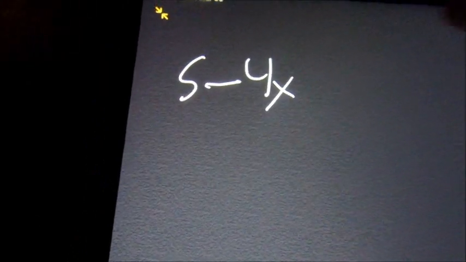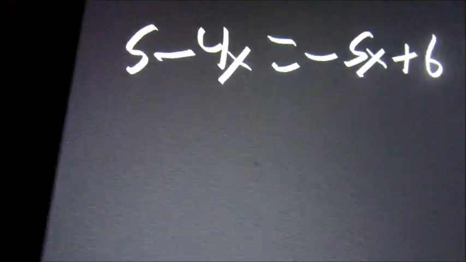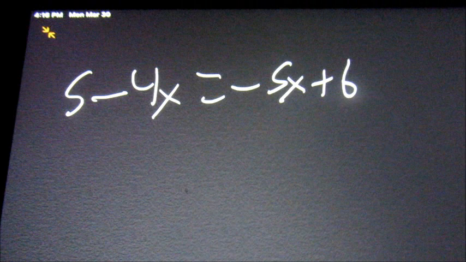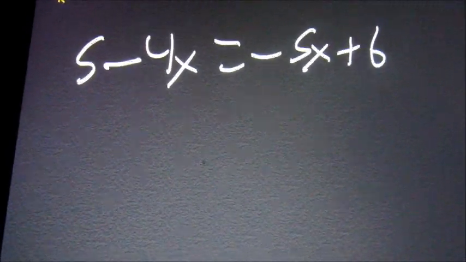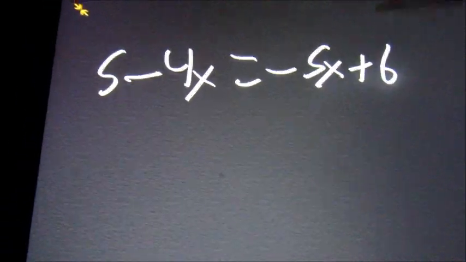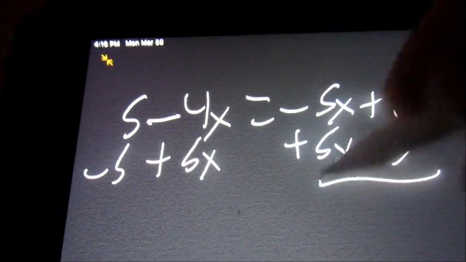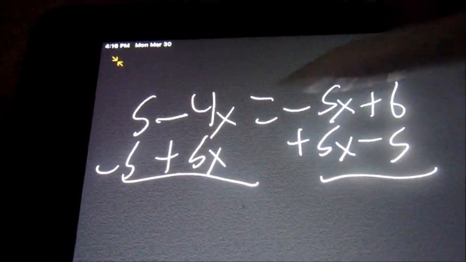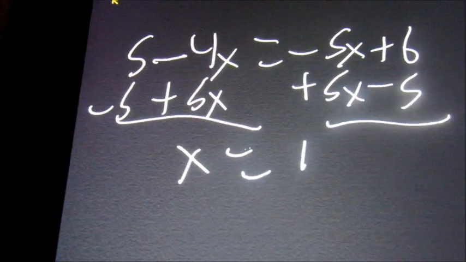Next, let's say we have 5 minus 4x equals negative 5x plus 6. So here we have two negative x's, and the bigger one is the 5x. So I'm going to move it over so that it's going to be a positive. So plus 5x, plus 5x. Since I'm moving my x's there, I'm going to subtract the 5. We have 5x minus 4x is x equals 6 minus 5 is 1.